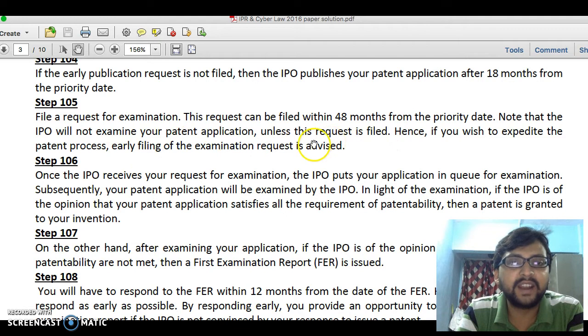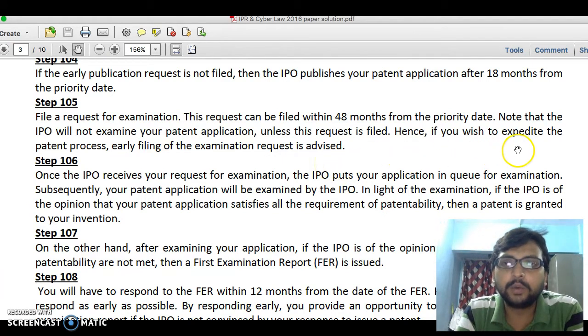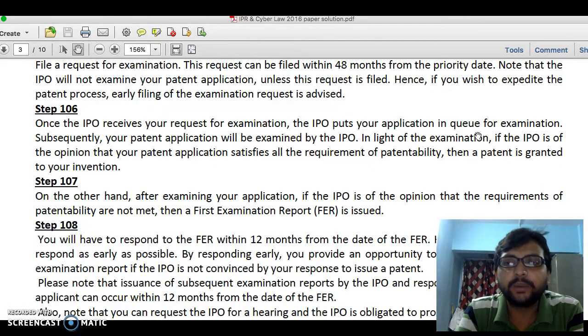Note that the IPO will not examine your patent application unless this request is filed. So we have to file a particular request for examination. Hence, if you wish to expedite the patent process, early filing of the examination request is advised. So if we need to make this process faster, then go for examination as early as possible. Then the next step is, once the IPO receives your request for examination, the IPO puts your application in a queue. Obviously, thousands and thousands of patent applications come every year.